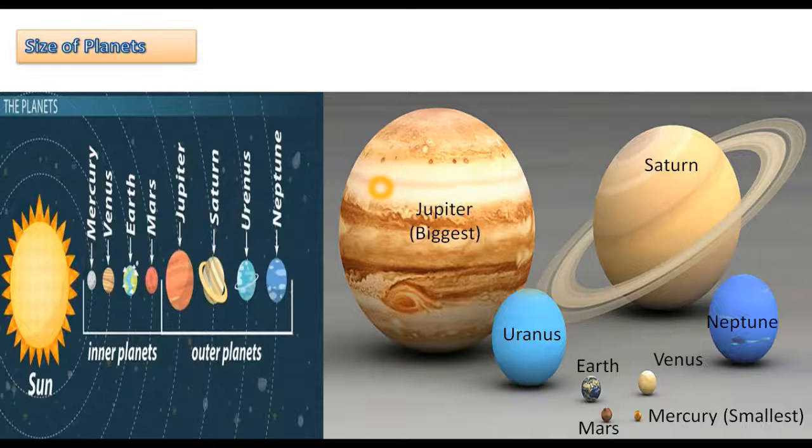Now if we look at the size of the planets, students, you can see here the size of Jupiter. It's in fact the biggest planet of the solar system. If you look at Saturn, it has a ring system. If you look at Mercury, it's very small in size. It's the smallest planet and nearest to the sun. And if you look at Mars and Venus, you can see that the biggest planet is Jupiter and the smallest planet is Mercury.